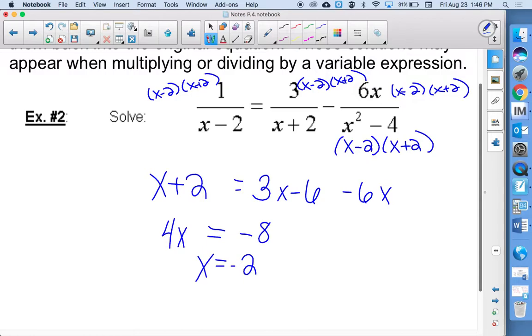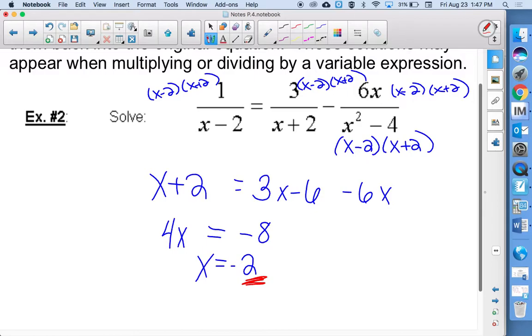Check it. Is it good to go? Yes? Is it alright? Emma? Why not? Because when you plug it in, you can't have 0 in the denominator. So when you get that answer, I know you hate actually physically checking it in every single x. At least check it in the denominator. Make sure it doesn't make that denominator 0.